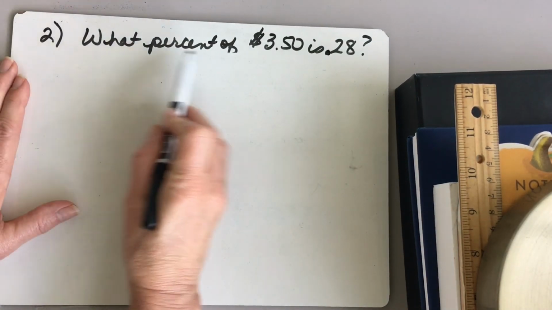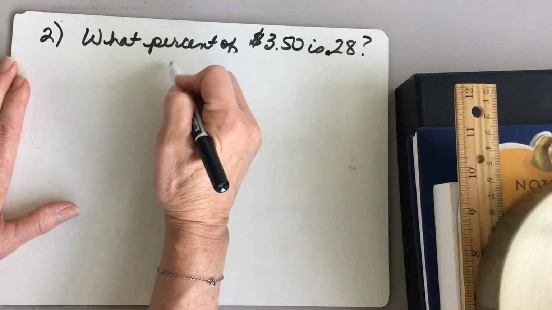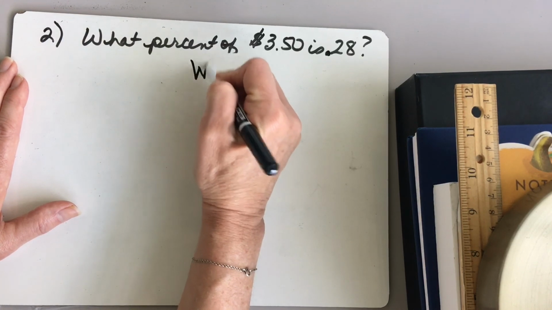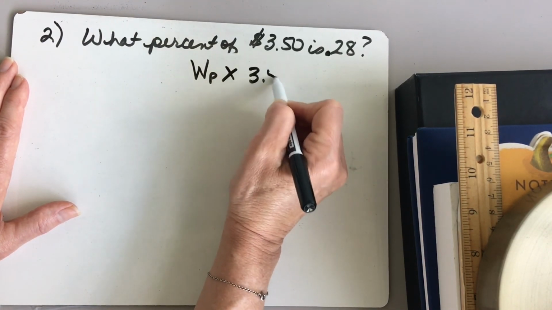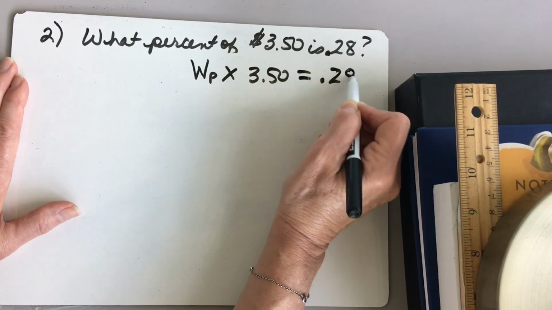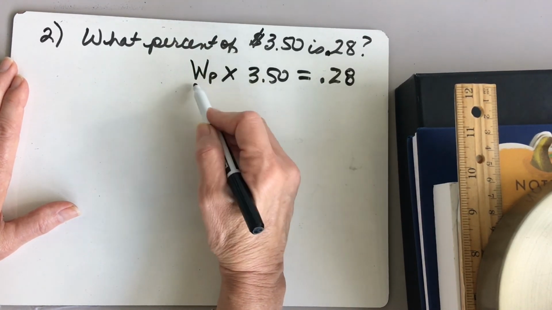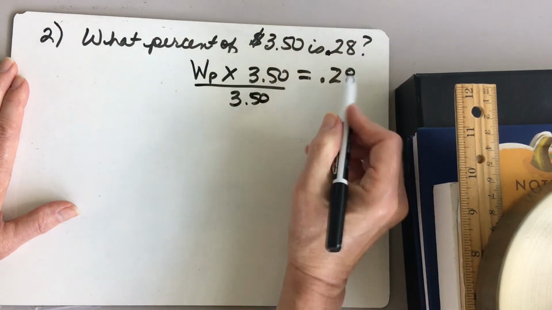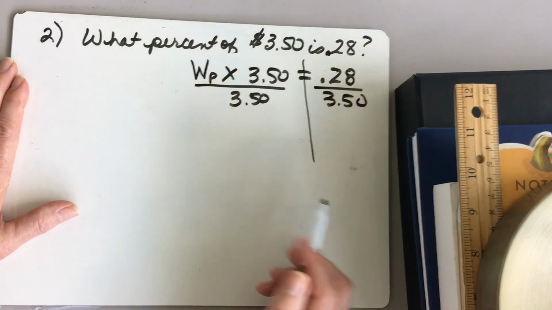Example 2 is what percent of 350 is 0.28? Again, we solve it by first translating our English into math. What percent is going to be WP. Of is times, 350, is equals, 0.28. We do the opposite to solve. The opposite to solve is to divide whatever is next to the variable on the same side of the equal sign.